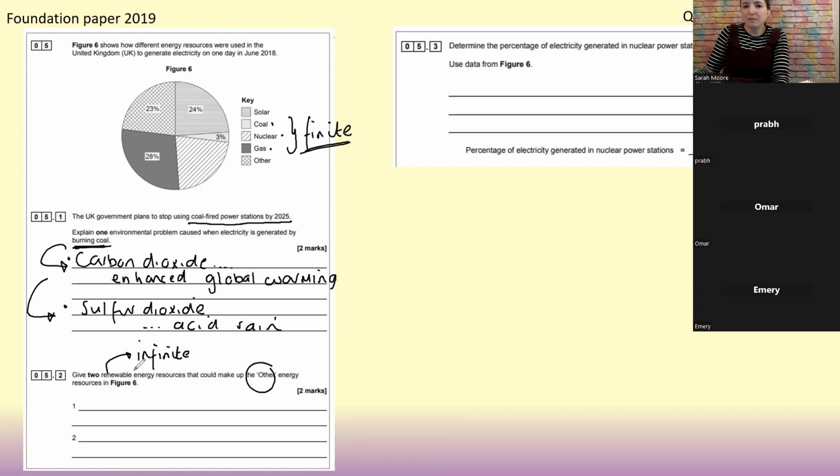But here we need to be concerned with the other energy sources. So what could we have there? We could have wind. We can use the wind to generate power. We could have geothermal, so using hot rocks underground to heat water, to get steam, to turn a turbine, to generate electricity. We could use biofuels, so that's the burning of biological material, so chop down trees, for example. We could use wave power. We only needed to give 2 though.